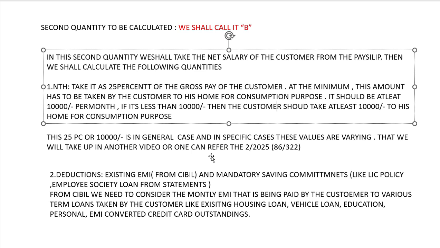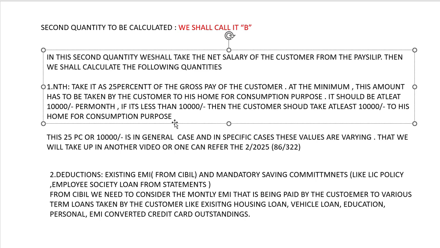Sometimes relaxations are also possible here. The net take home can have some variations. But in such cases also, we will have to change the sanctioning authority. That means for the relaxation, we will have a different video, for cases where the NTH is different from this 25% and 10,000. There may be some relaxations, which we will take up in another video, not in this case. This case is basically for the general case where the NTH, or net take home, is 25% of the gross pay. If 25% is less than 10,000, then at least 10,000.